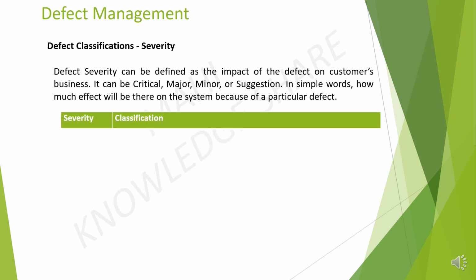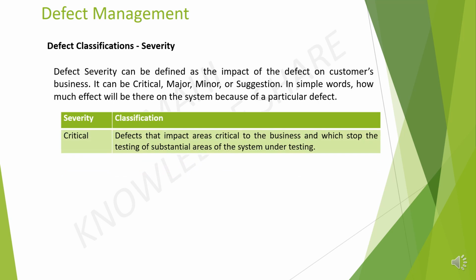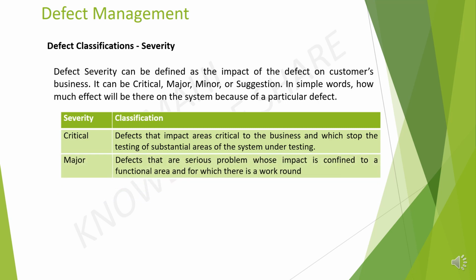First, critical. A critical defect means a defect that impacts areas critical to the business and which stops the testing of substantial areas of the system under testing. Major. A major defect means a serious problem whose impact is confined to a functional area and for which there is a workaround.